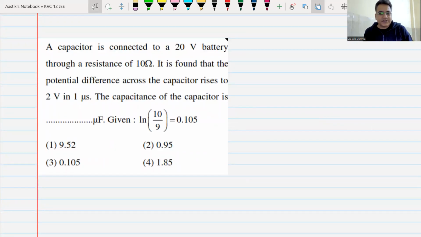A capacitor is connected to a 20-volt battery through a resistance of 10 ohms. It is found that the potential difference across the capacitor rises to 2 volt in 1 microsecond. What is the capacity of the capacitor?